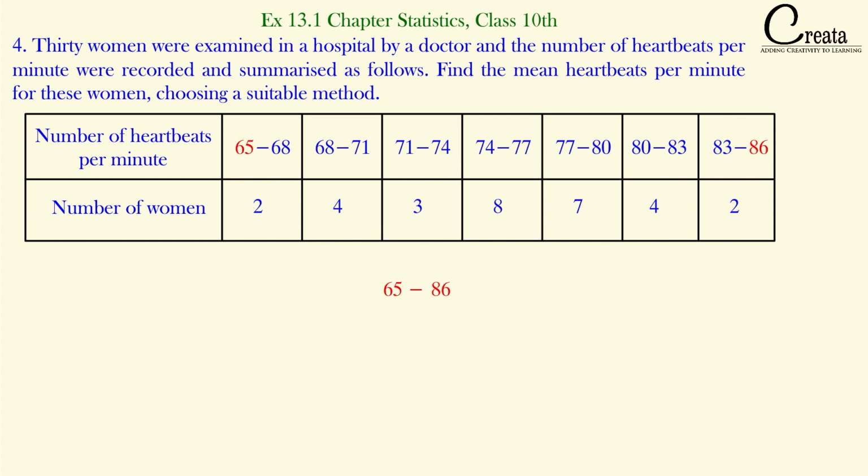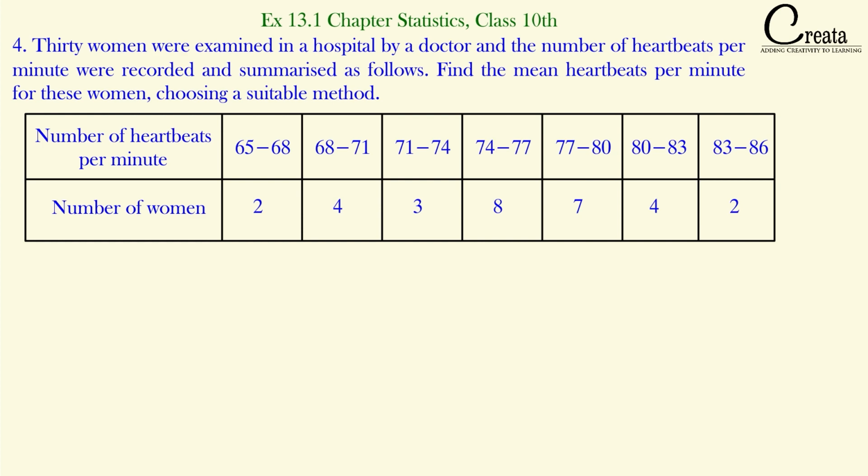Got it? If your mean is exceeding 86 or it is below 65, then the answer is wrong. The mean should be somewhere in between the minimum and the maximum range. Got it? These types of small observations you should make in the question before starting with the formulas. Got it? So let's approach this question.